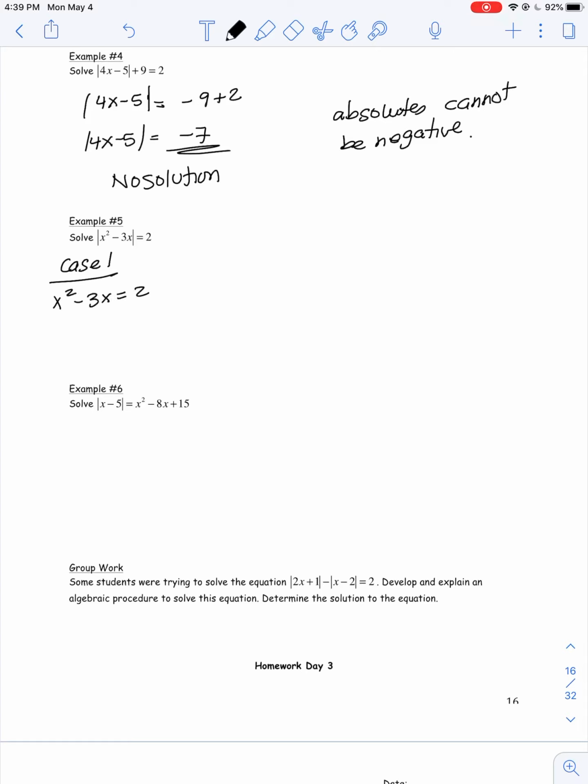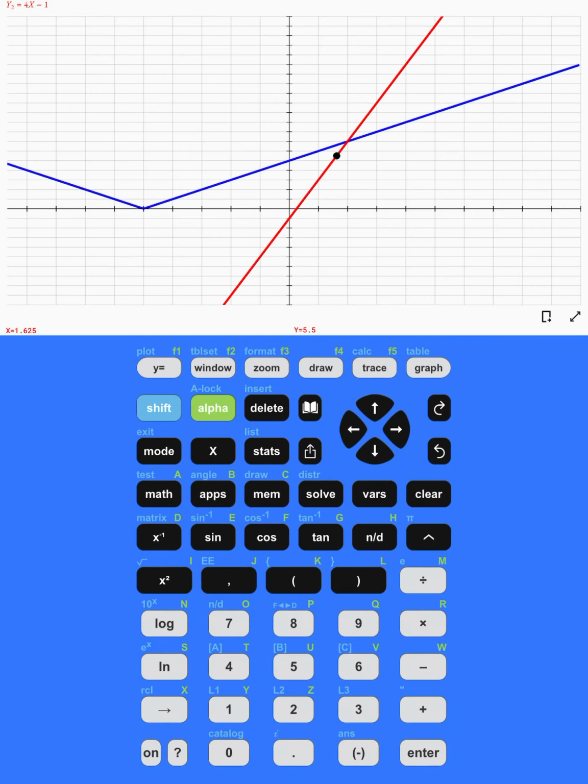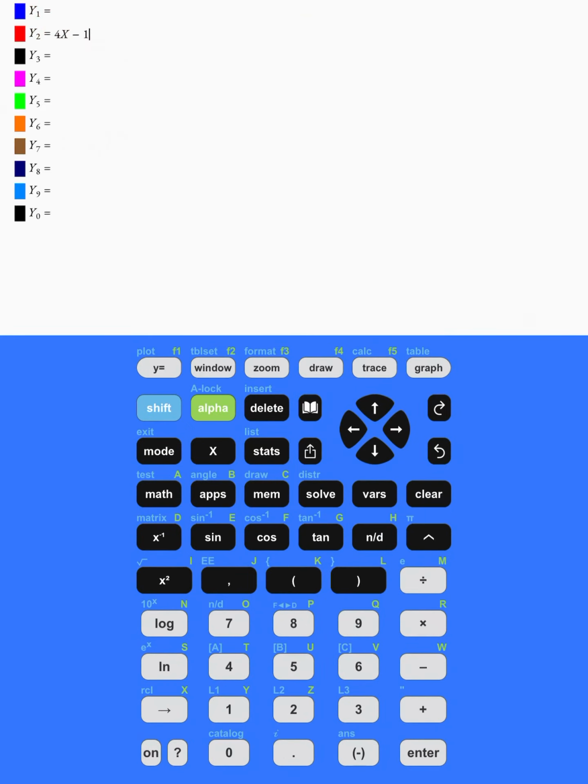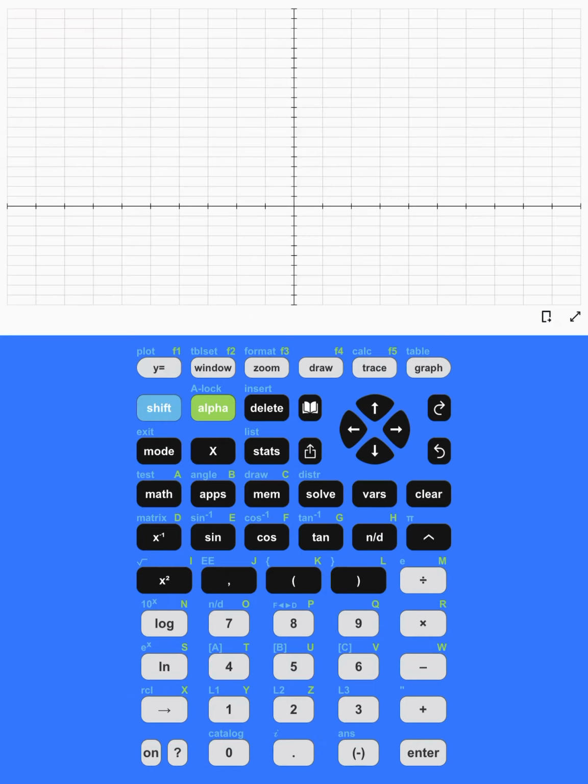Example number 5, we're going to do case 1, which is x squared minus 3x equals 2. We're going to bring the 2 to the other side by subtracting 2. And then we can actually try to factor this if it's possible. So this one's, they're not really nice numbers, so you can do the quadratic equation or you can graph this to solve this. So I would graph the x squared minus 3x minus 2 and find the x-intercepts.